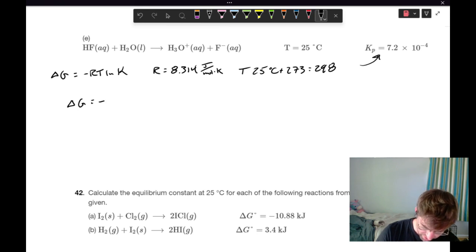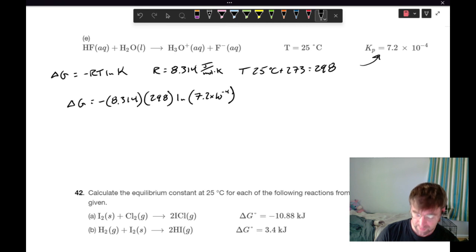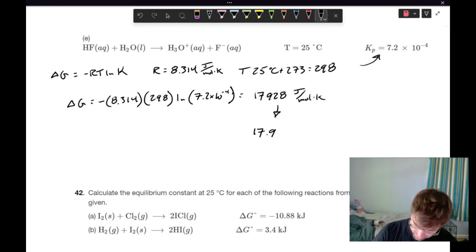So delta G equals negative 8.314 times 298 times ln of 7.2 times 10 to the negative 4, which equals 17,928 joules per mole. Divide by 1,000: 17.9 kilojoules per mole. Excuse me, that does not need a Kelvin there. Kilojoules per mole.